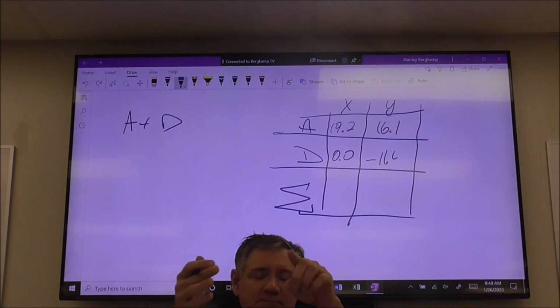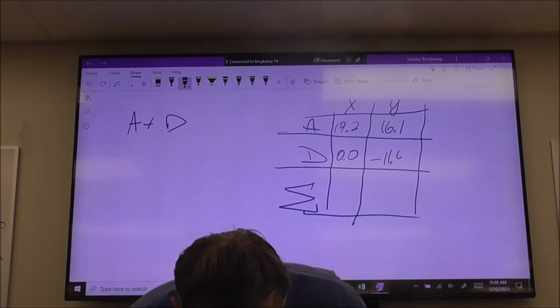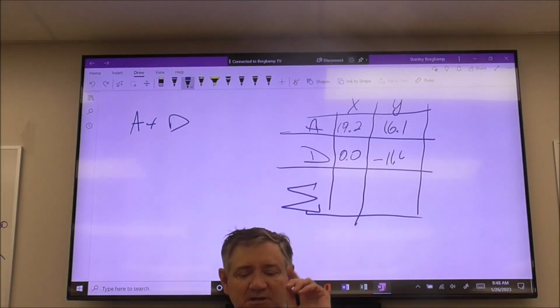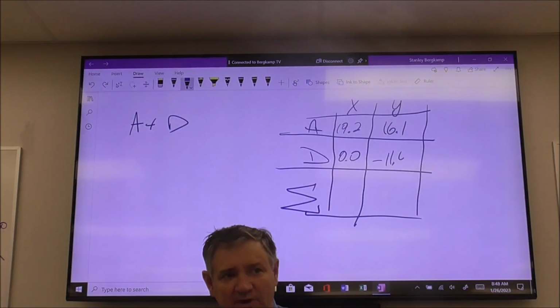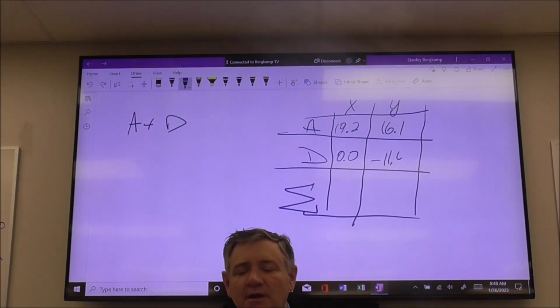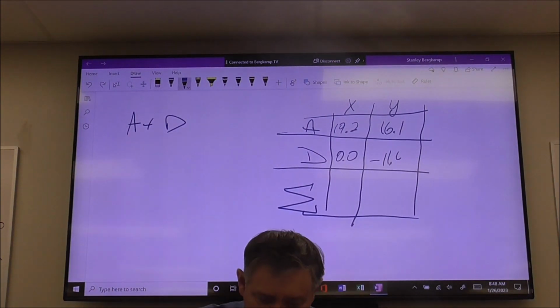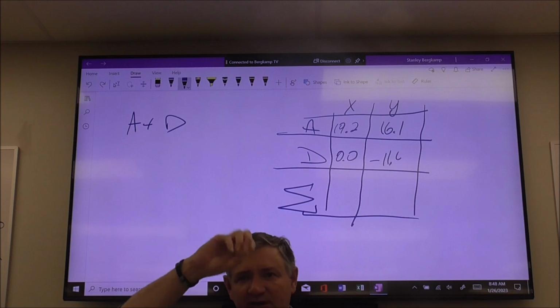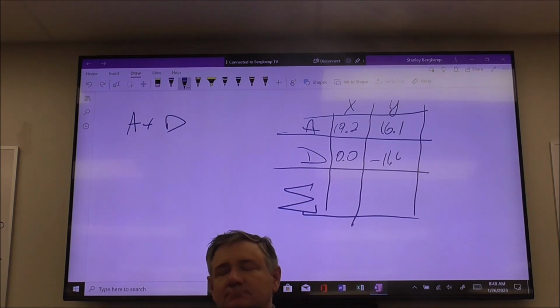Okay, and then fire that up. Okay, so now we've deconstructed the vectors. So here's the culminating thing. I want to work number 5 down below. We're going to add vector A plus vector D.